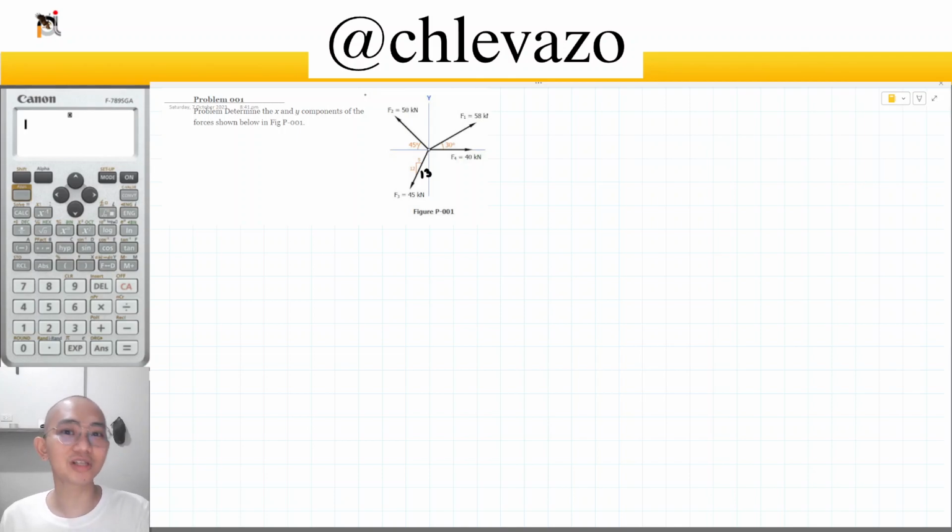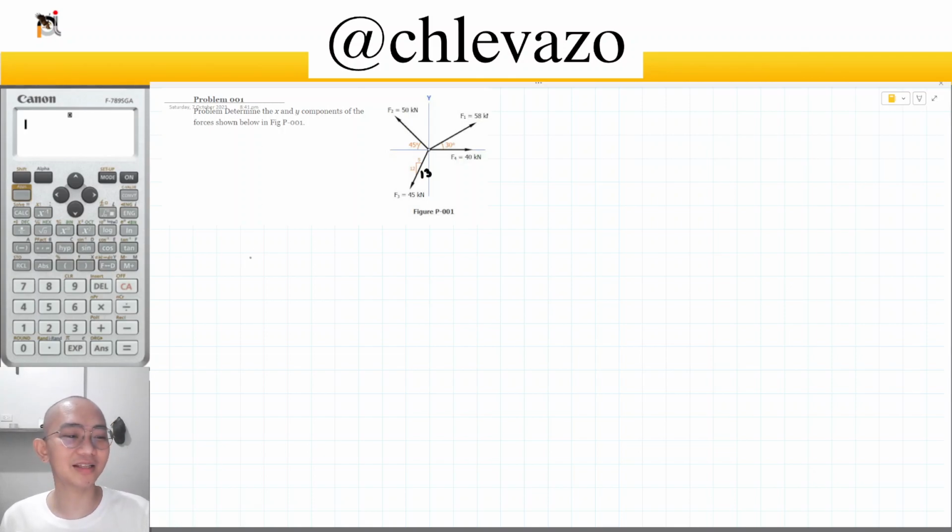The sum of the squares of the two is equal to the square of the other. So, say for example, 3, 4, 5. 3 squared plus 4 squared is equal to 5 squared. 5, 12, 13 is part of that, because 5 squared plus 12 squared is basically equal to 13 squared. Okay? So, anyway, balik tayo dito.